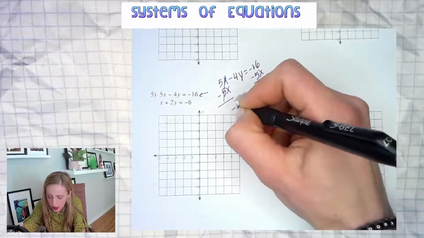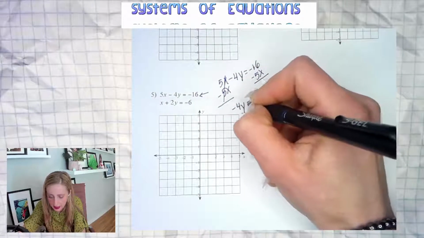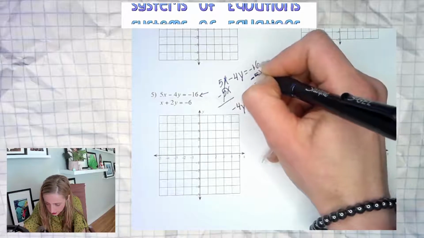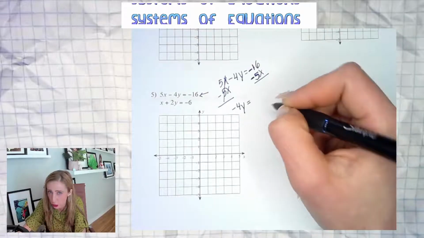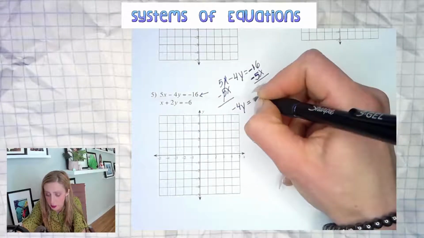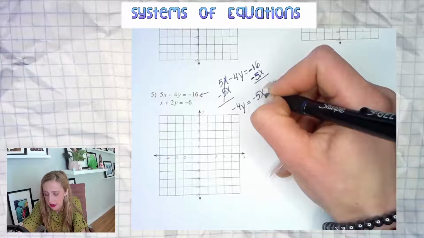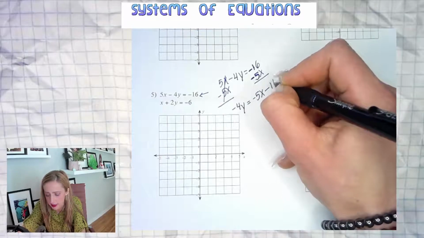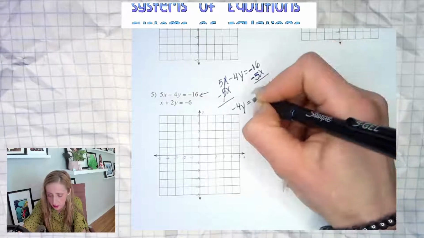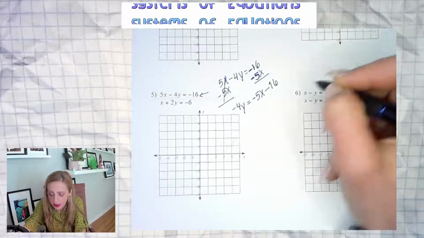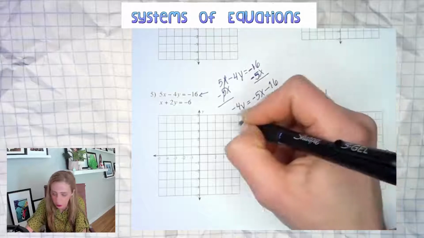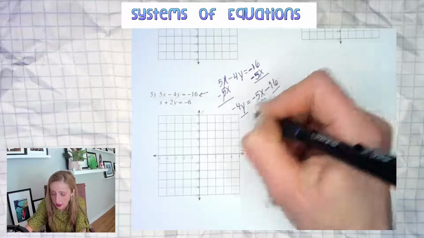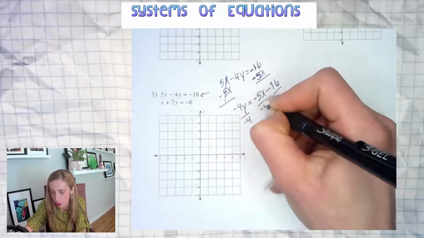What am I left with? I have negative 4y equals. Now I'm going to stick the one with the x in front and then the one without the x after. Remember, your goal is to make this look like mx plus b. So this will be negative 5x and minus 16 because they both have negatives in front of them. Then I'm really close to y equals mx plus b, but this y has a negative 4 in front. So I'm going to divide everybody by negative 4.